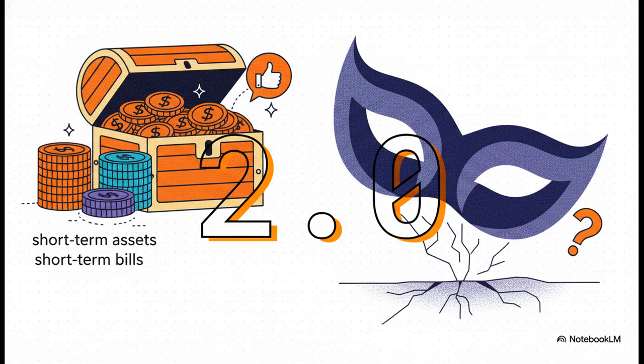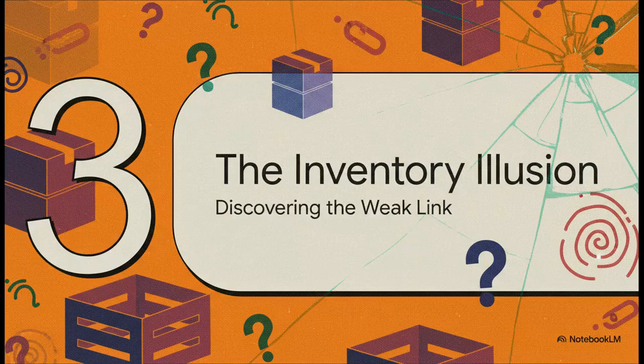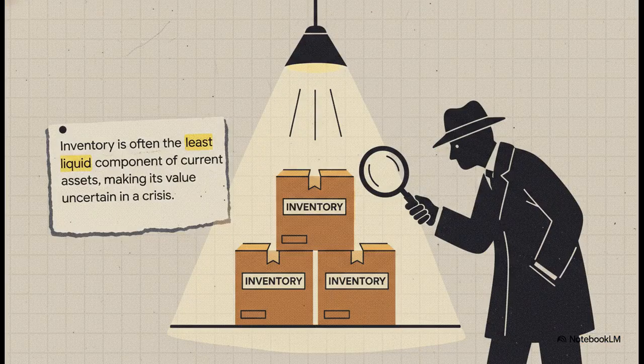It suggests the company has $2 of short-term assets for every $1 of short-term bills. Looks great, right? But here's the thing. That number can be a total illusion, hiding a really critical flaw. And that right there brings us to the heart of our whole investigation, the inventory illusion. Let's peel back the layers and see how this one asset can completely mislead us about how stable a company really is.